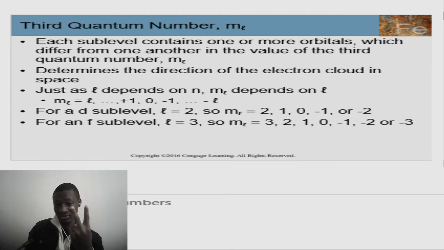Now for D, if you remember, the L is 2. So if the L is 2, it means that you can have positive 2, positive 1, 0, negative 1, and negative 2. That's for the D. For the F, since the L, or the second quantum number, is 3, you can have positive 3, positive 2, positive 1, 0, negative 1, negative 2, and negative 3. So it's almost like you're moving from the positive axis to the negative axis. That's just technically what it is.